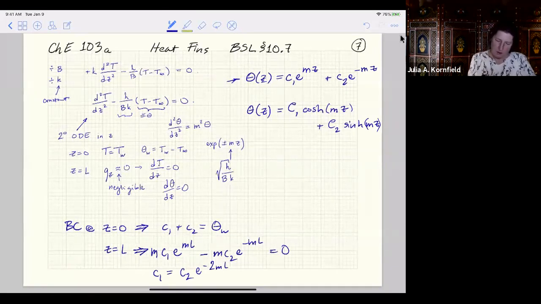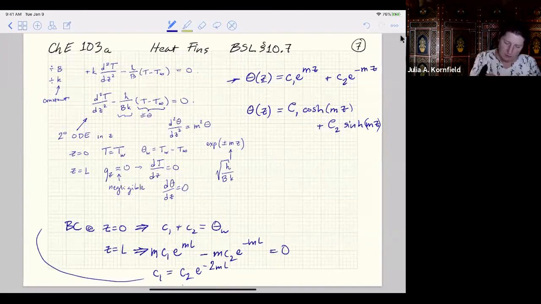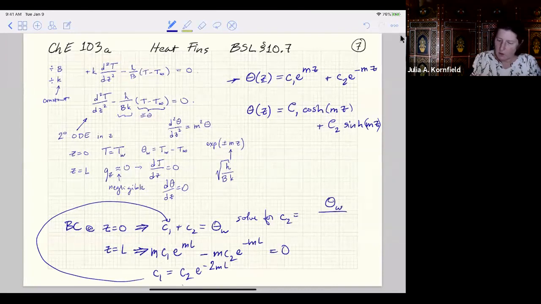So theta wall is C1 times 1 plus, oh wait, I did it a little differently. I factored out the C2. So 1 plus e to the minus 2 ml is theta w, and then we can solve that for C2. So substitute this one in here for C1, solve for C2. And you get C2 is theta wall over 1 plus e to the 2 ml.